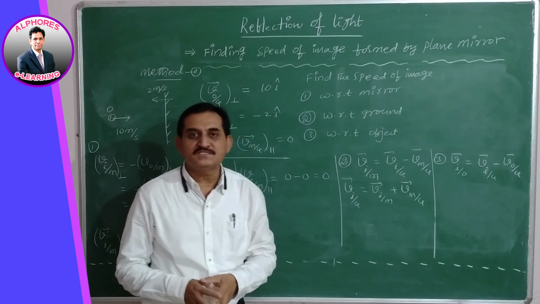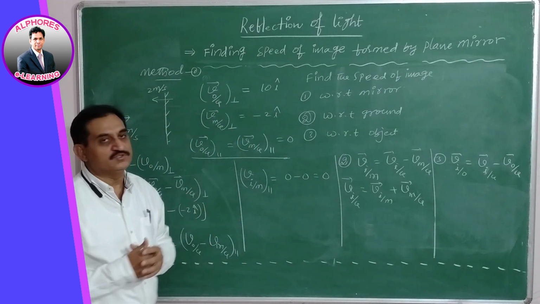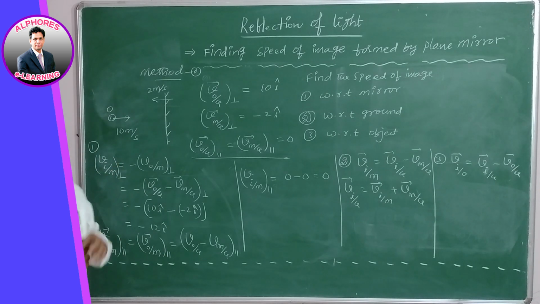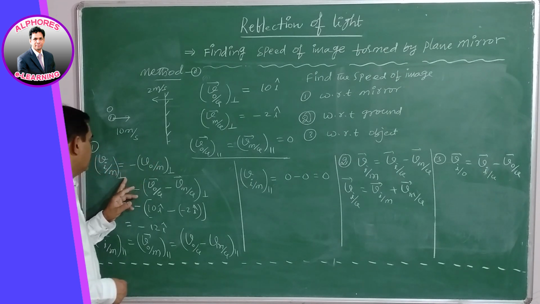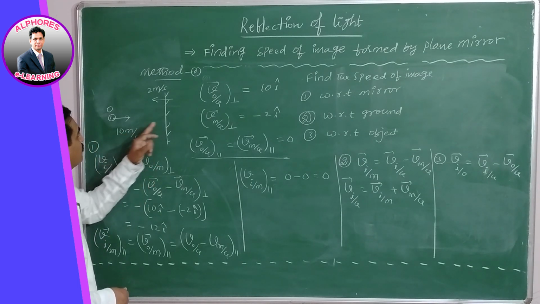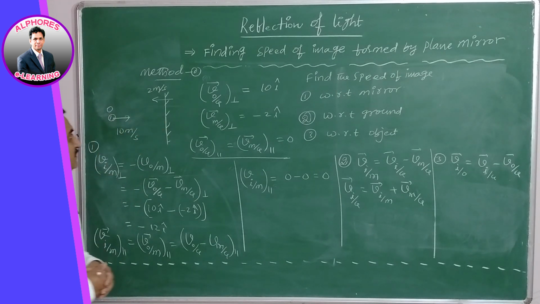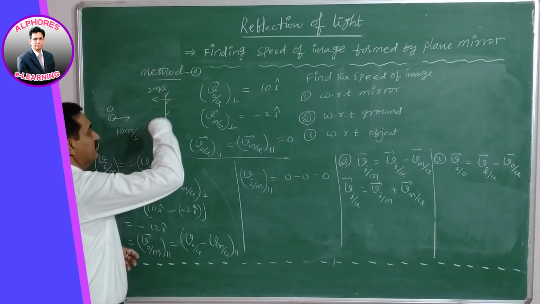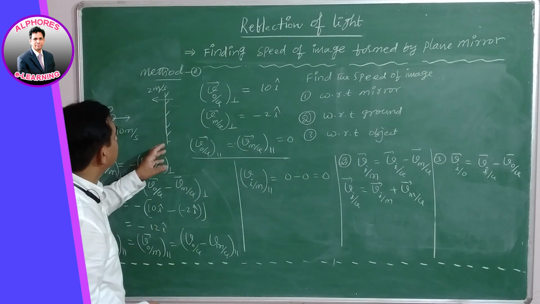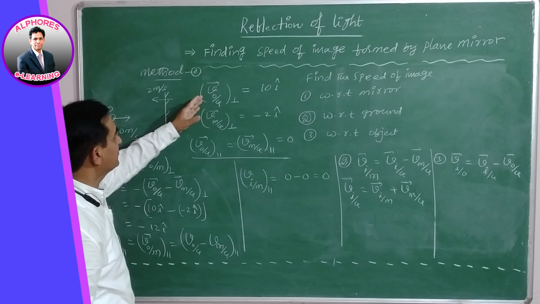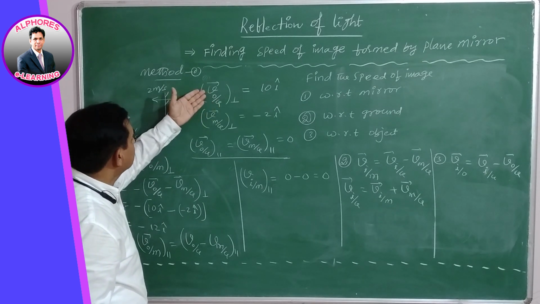Fundamental formula which is derived with respect to the mirror. Therefore, we start with respect to mirror. Now here, speed of image with respect to mirror has two components. One is perpendicular to the plane of the mirror, the other one is parallel to the plane of the mirror. So first of all, whatever data is given, that is clearly noted down.